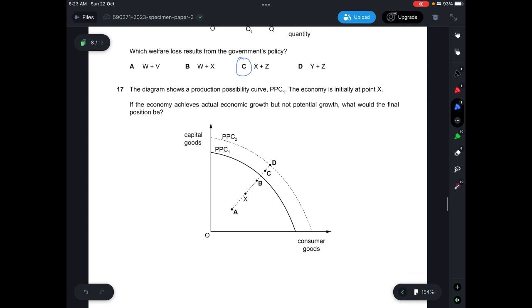Question 17, the diagram shows a production possibility curve, PPC1. The economy is initially at point X. If the economy achieves actual economic growth but not potential growth, what would be the final position? So point X and then actual economic growth, so it has to be within or on the PPC. If it's outside the PPC, that will be your potential growth, right? So your actual growth would be within or on the PPC curve. So the one that is on the PPC curve or within the PPC curve, and that is outwards of X, that will be B. So the answer here would be B.